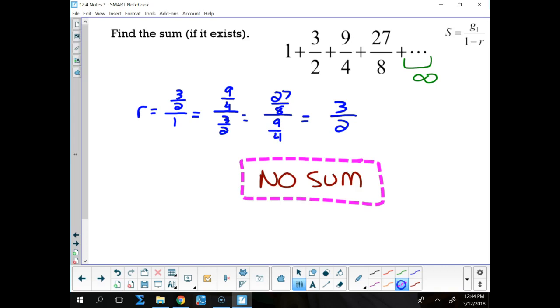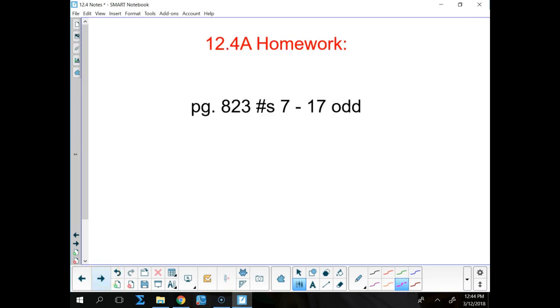Because what is infinity? It goes on forever. Right, but what is infinity? It's abstract. You can't say infinity. No sum, or sum does not exist. Yep. Sweet.